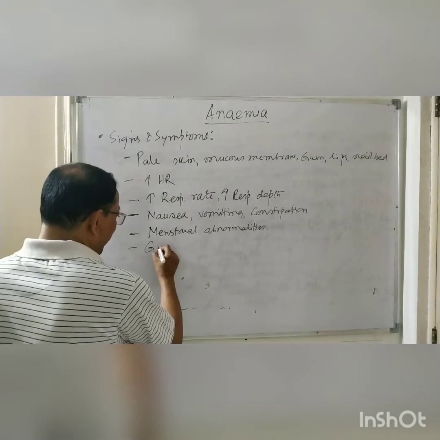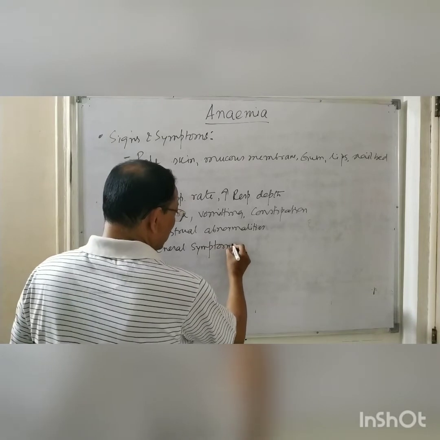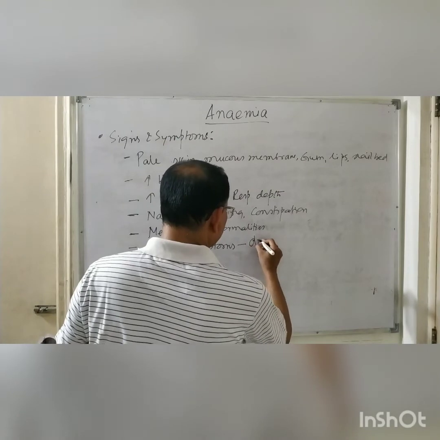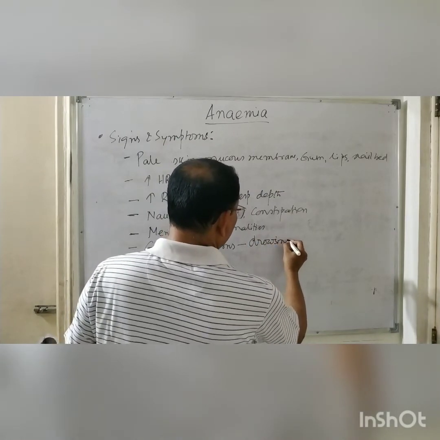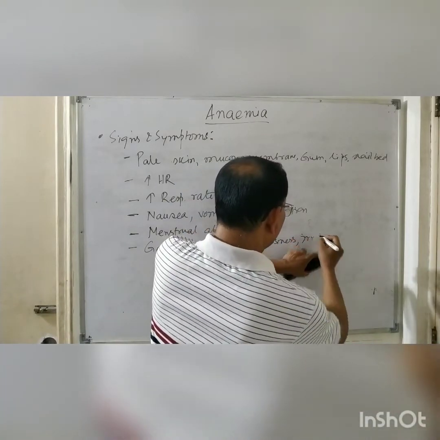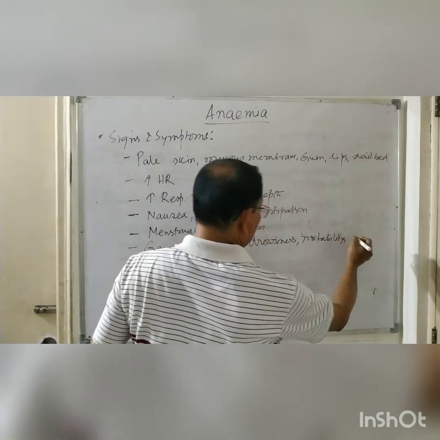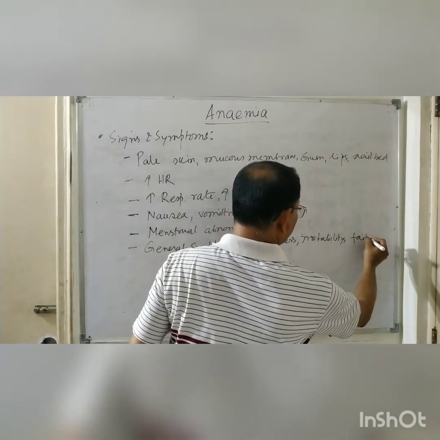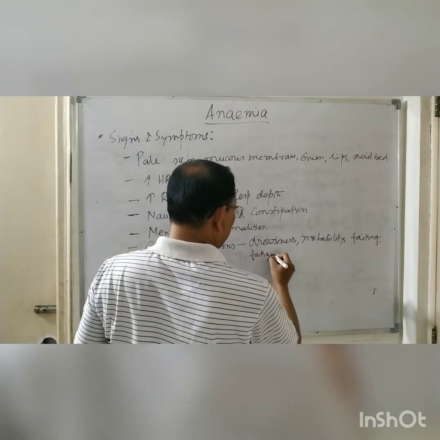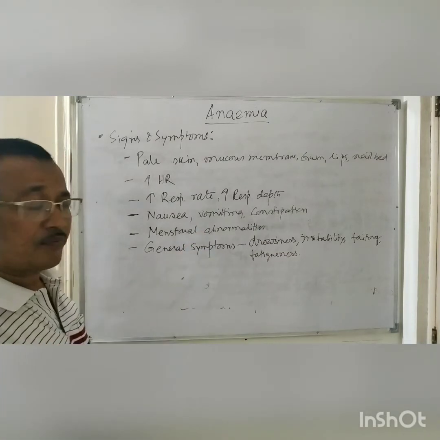Besides these, there are some general signs and symptoms. What are those? Like drowsiness, irritability, fainting, and also fatigue. So all these are the general symptoms of the anemia.